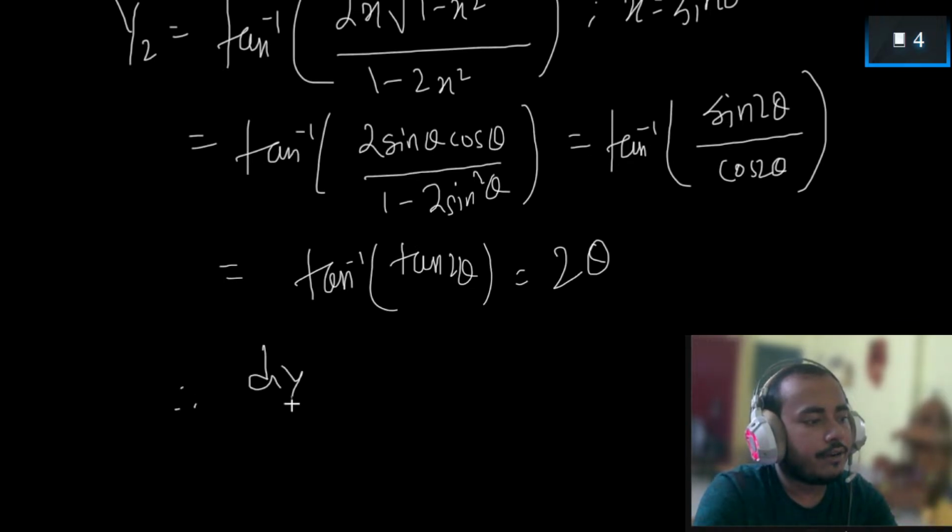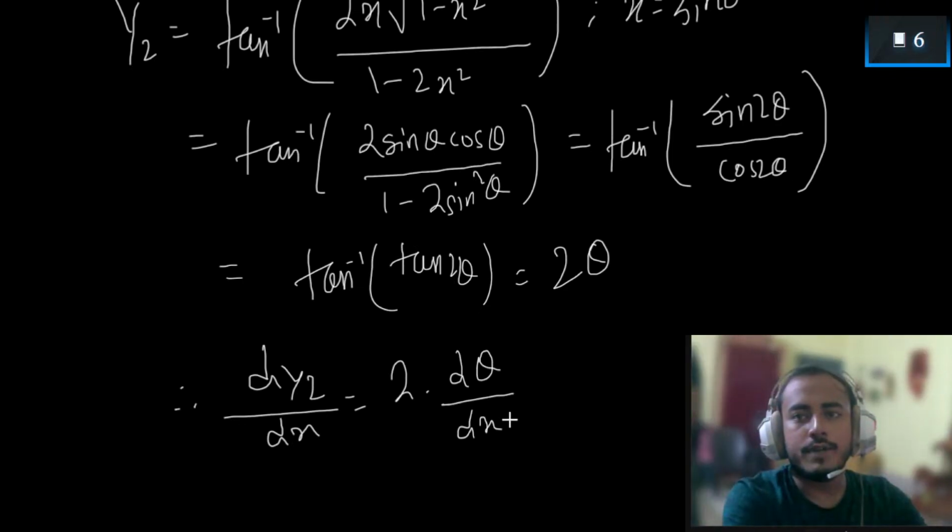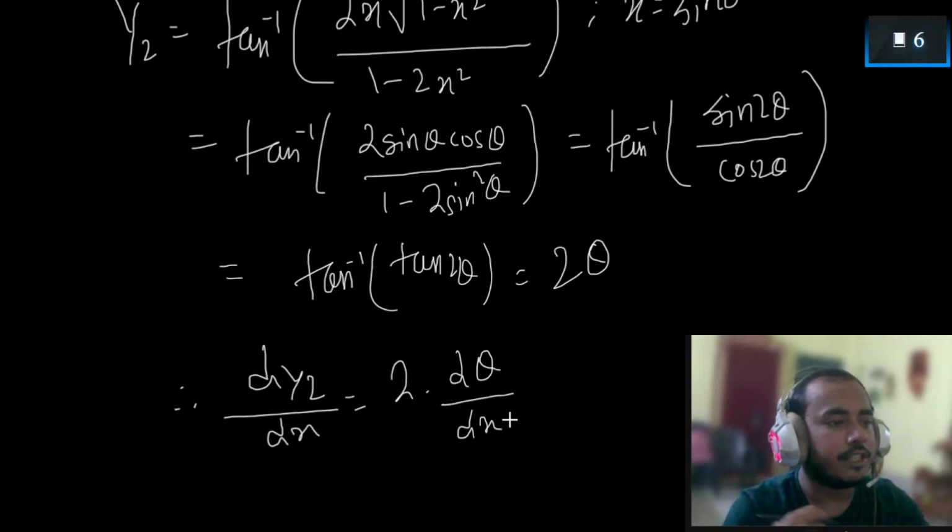Therefore, dy2 by dx is 2 into d theta by dx. So y2 can be reduced tremendously just with the help of a trigonometrical substitution. Always keep in mind whenever you see expressions like root over 1 minus x square, root over 1 plus x square, you have to use trigonometrical substitutions. Do not be afraid to use them.